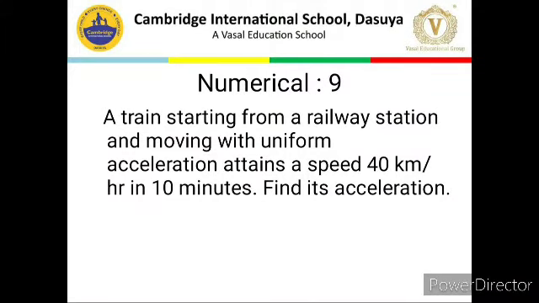Numerical 9. A train starting from railway station and moving with uniform acceleration attains a speed of 40 km per hour in 10 minutes. Find its acceleration. Now here the train is starting from railway station, so obviously it starts from rest, means from 0 meter per second.